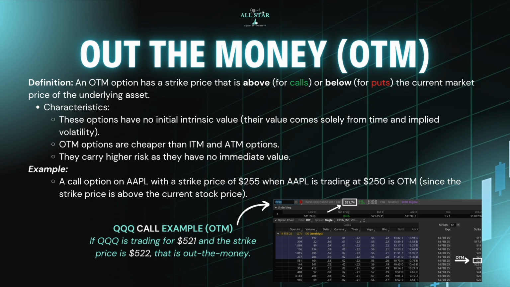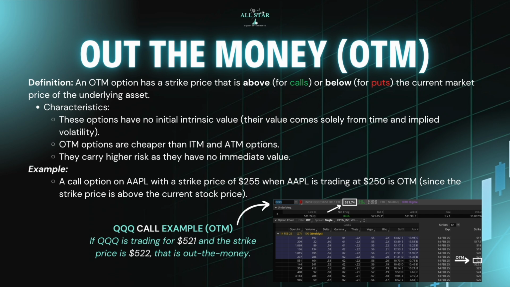All right, last but certainly not least is going to be out the money. Now this is just the exact opposite of in the money. So out the money options have a strike price that is above for calls and below for puts, based upon the current market value. Now, if you take nothing else away from this video, please remember that these options have no initial intrinsic value. Their value can only come from time and implied volatility. And because of that, these out the money options are cheaper than in the money and at the money options, but they also carry a higher risk as they have no immediate value.